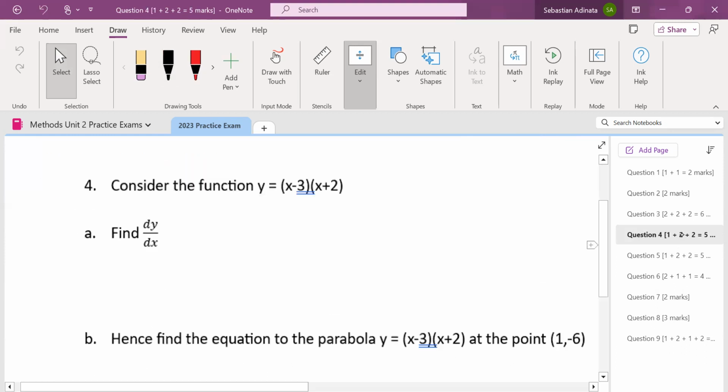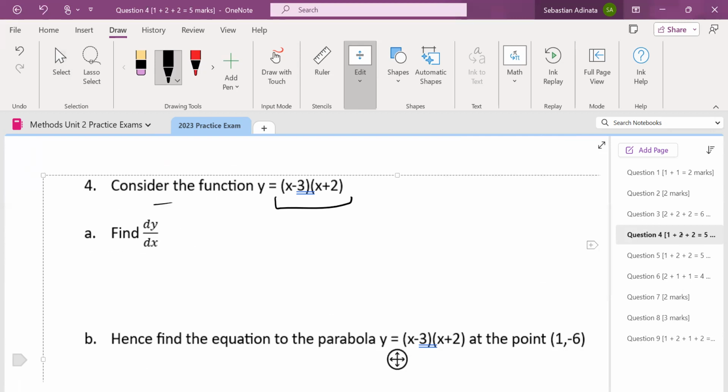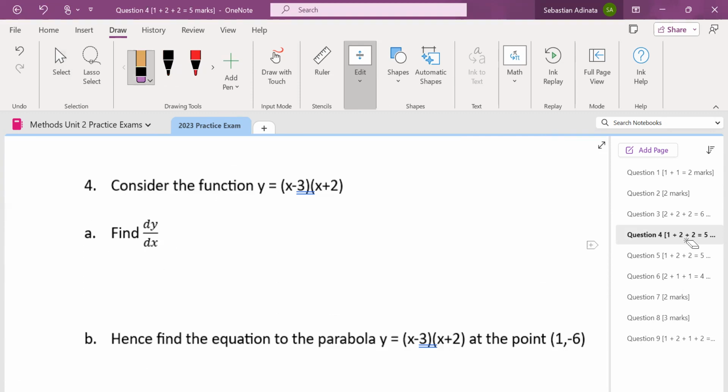Question 4. Consider the function x minus 3 times x plus 2. A is asking us to find dy dx, otherwise known as the derivative. We don't have a formula, at the moment at least, to get the derivative straight away. So what we're going to have to do is turn it into the form we're used to, in other words, expanded form. So it's in the name, let's expand.